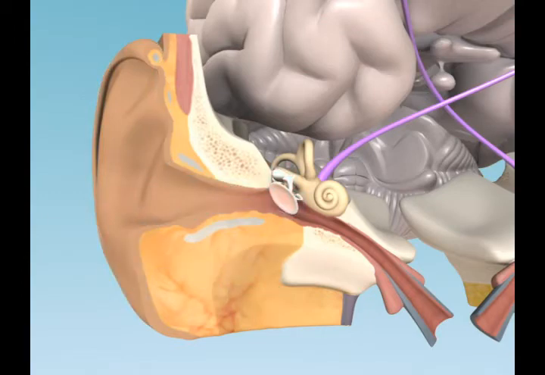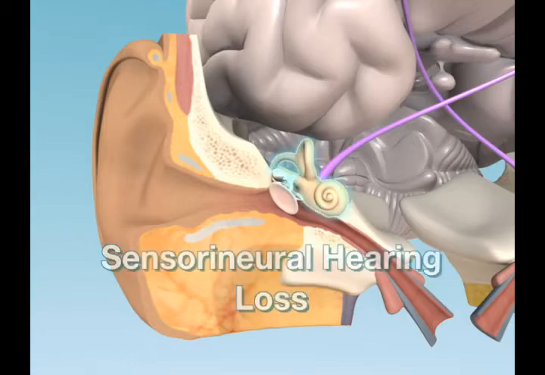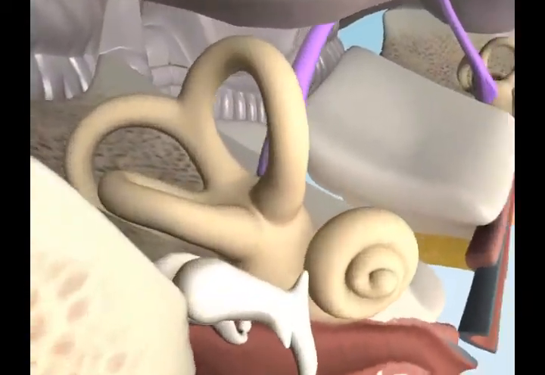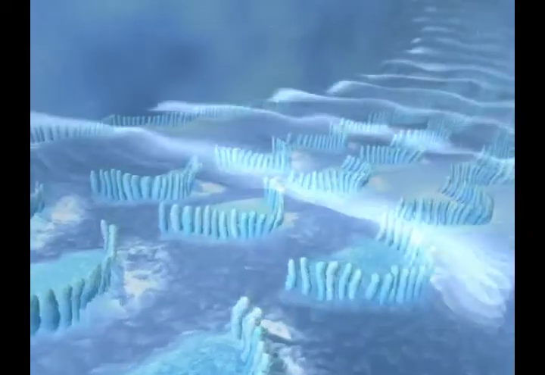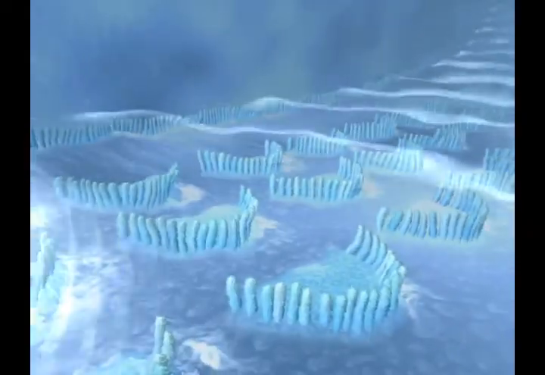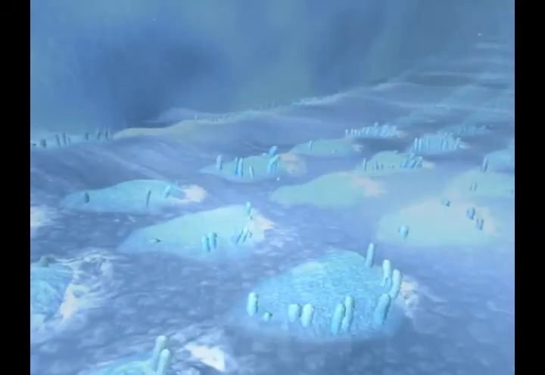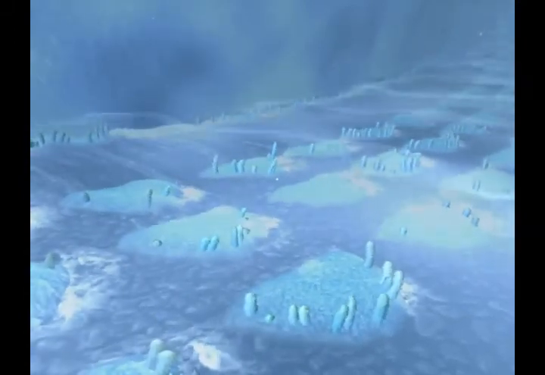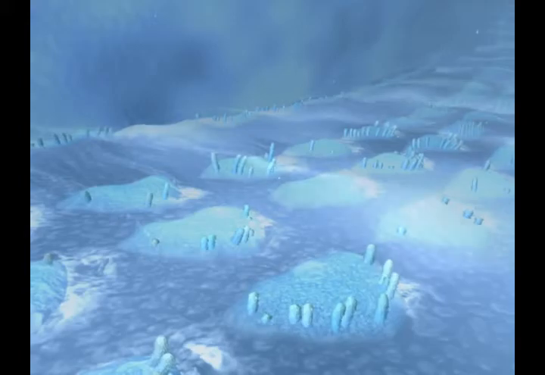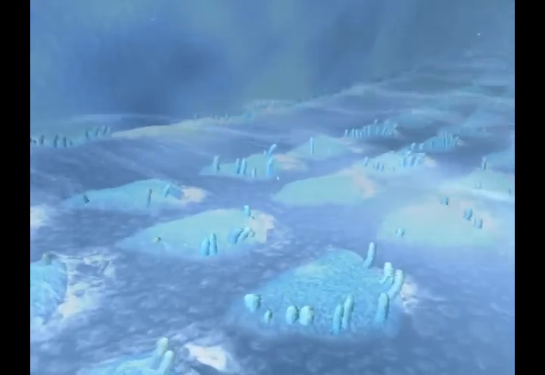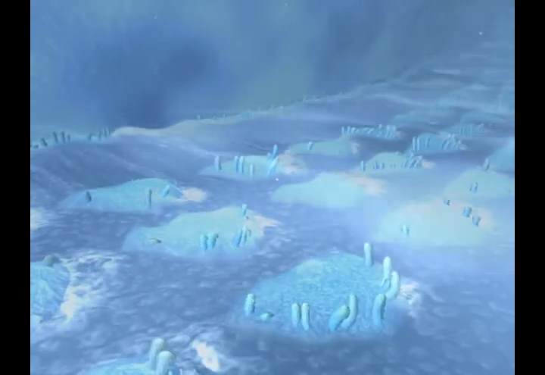The second and most common type of adult hearing loss is sensory neural hearing loss, which can be caused by noise damage, the aging process, or other environmental factors. This type of hearing loss is a result of damage to the inner ear. In a damaged cochlea, hair cells are broken or gone and can therefore no longer pick up sound or transmit it to the brain.